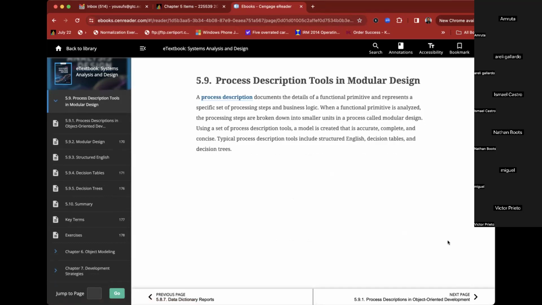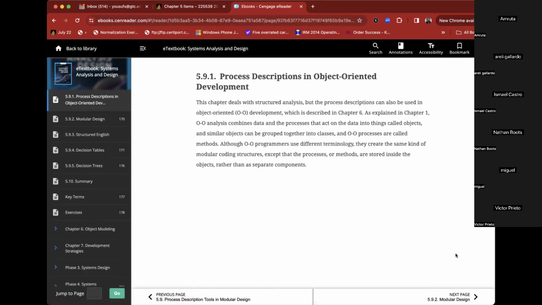Then comes a process description in modular design. A process description documents the details of a functional primitive. Who remembers what a functional primitive was? Anybody remember functional primitive? That's when the functions have been broken down so far that they cannot be broken down anymore. Exactly. That's exactly where you need to start documenting them, because that's exactly what your underlying processes are. And you will start coding your modular design. The fourth component of programming.